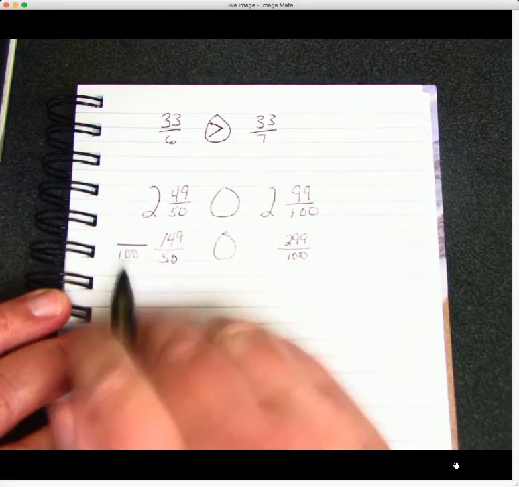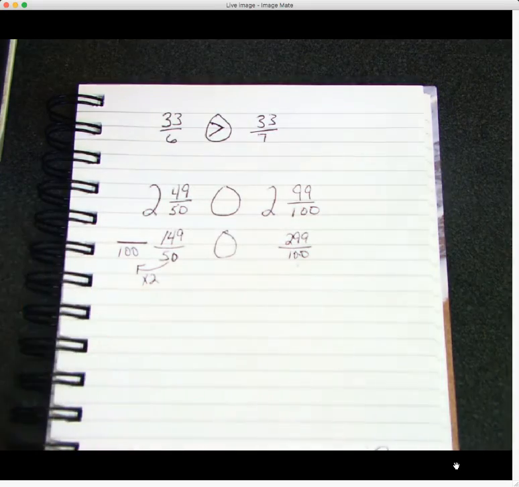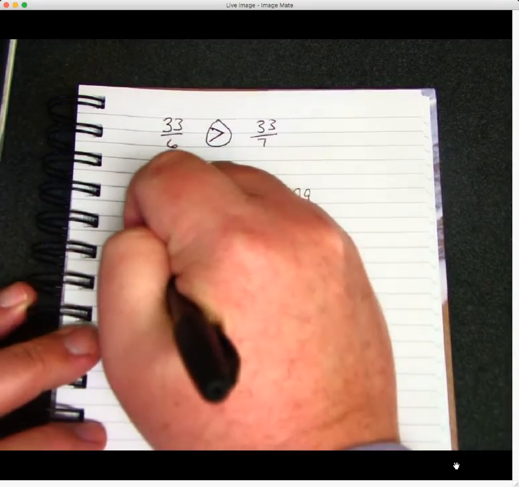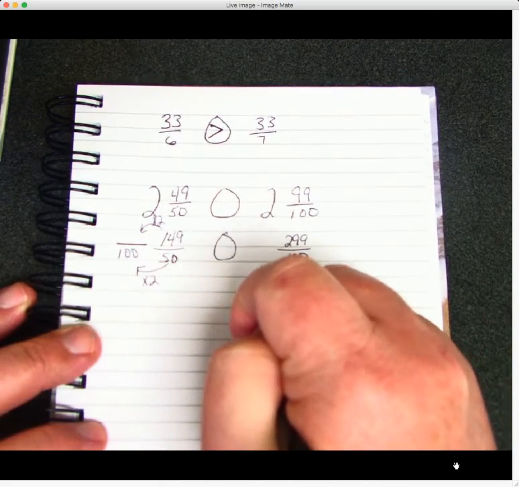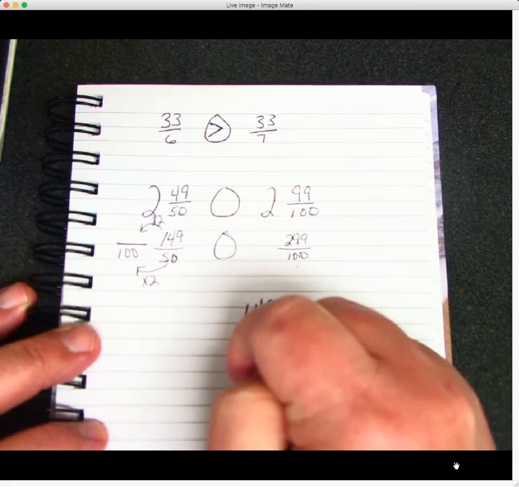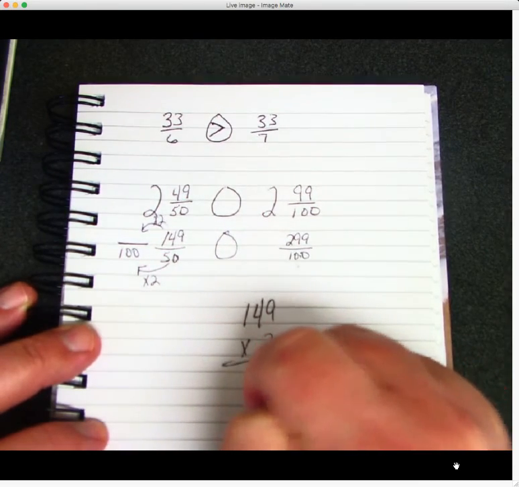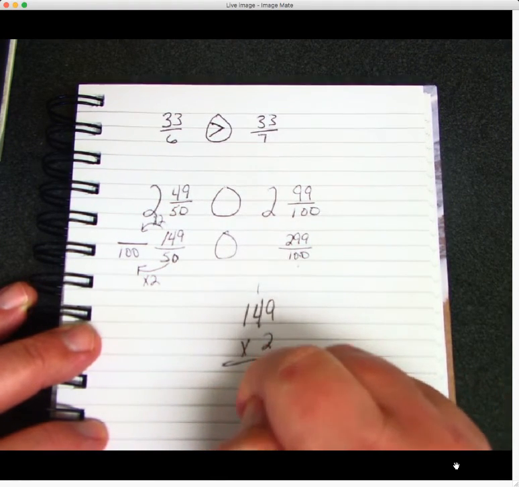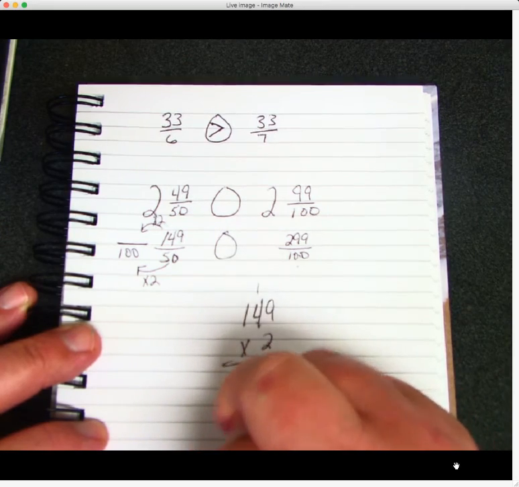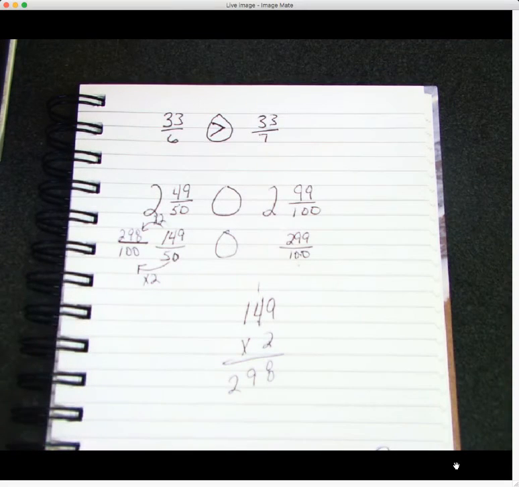How do I make a 50 a 100? I can do times 2, can I? 50 times 2 is 100. Whatever we do to the bottom, here's the hard part, we got to do to the top. 149 times 2, but I can figure it out. I'm smart. You're smart. So we'll do 149 times 2. 2 times 9 is 18. Put your 8 down, carry your 1. 2 times 4 is 8, plus 1 is 9. 2 times 1 is 2. So this is 298 100ths.